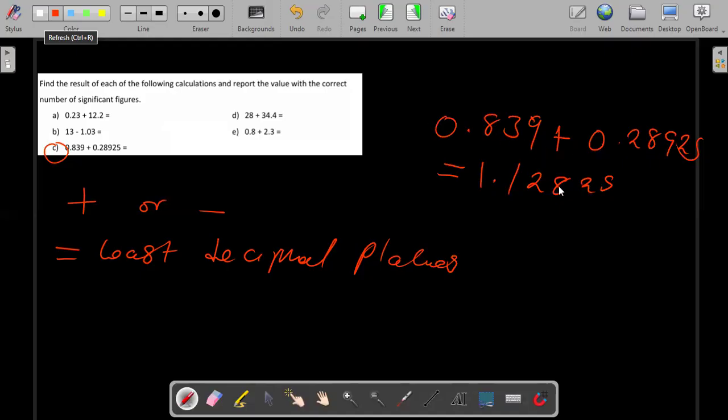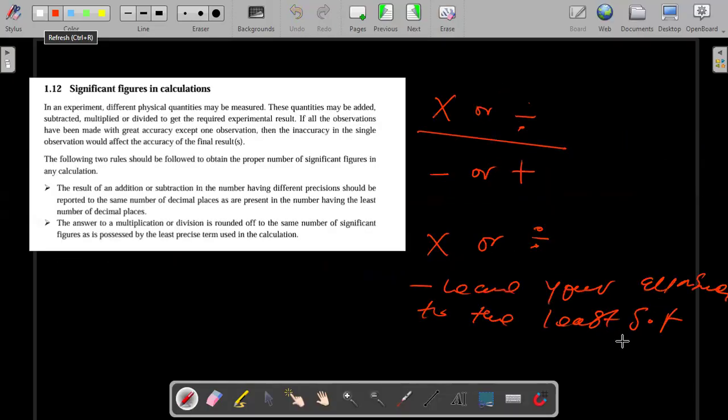Now I'm adding numbers, so I follow the one with the least decimal places. You can see this one has 1, 2, 3, 4, 5 decimal places, so I have 5 decimal places in this case. Then this one has 1, 2, 3 decimal places. I follow the one with the least decimal places. When adding or subtracting, I'm using decimal places. When I was multiplying or dividing, I was following least significant figures. So get that difference.